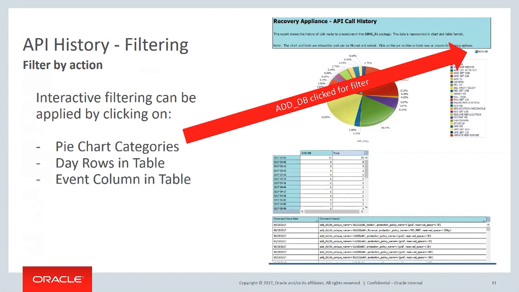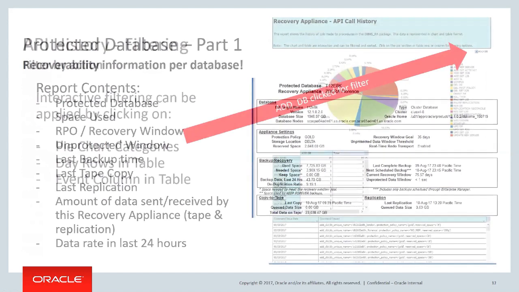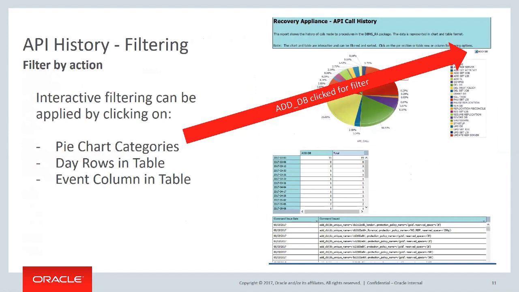In this particular case, we're filtering by the AddDB API, and you can see all the add databases that have occurred on different days. And then it gives you at the bottom the actual API calls that occurred. So you can see add database and the database name and the policy that it was associated with.